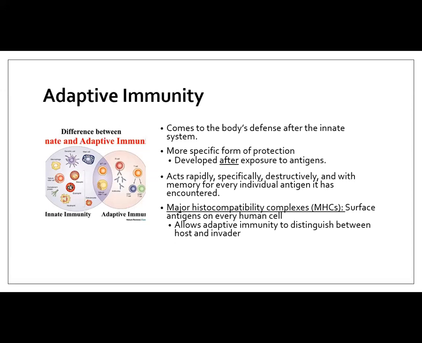Using that pneumonia example, the first time you face it, your body has a response. And then after that, it develops these antibodies, which we'll talk about more when we continue. It acts rapidly, specifically, and destructively, and with memory for every individual antigen it has encountered. Major histocompatibility complexes are the surface antigens on every human cell. When we talked in our tissue lecture about donating organs, that's what we were talking about, these histocompatibility complexes. This allows the adaptive immunity to distinguish between host and invader.